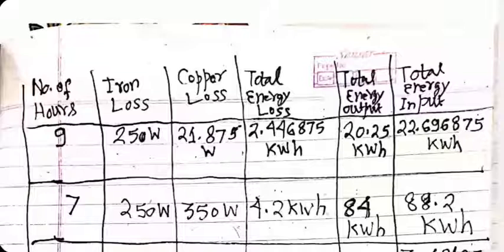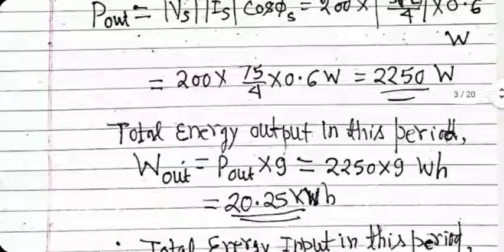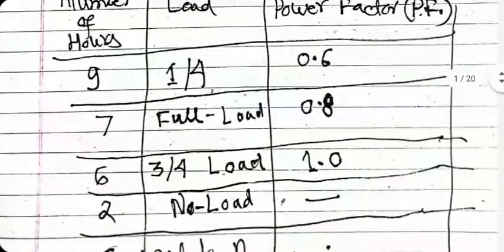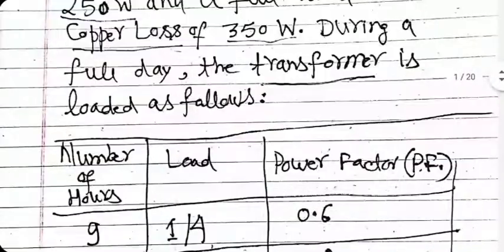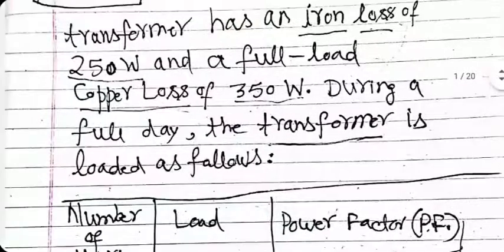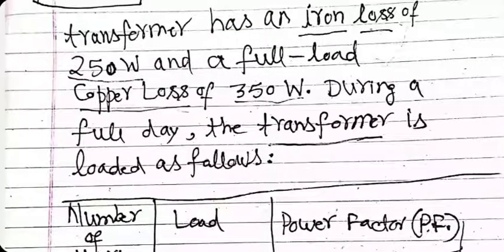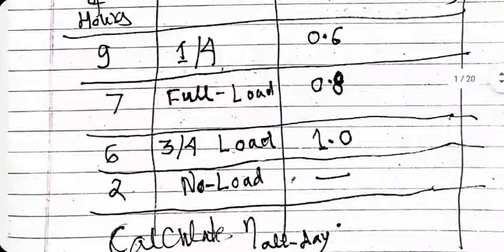Now, in the next time period, which is 7 hours, and that is, I think, full load. Let me go back. Yeah, it's full load. So copper loss will remain as given, which is 350 watts. Power factor is 0.8. Okay.